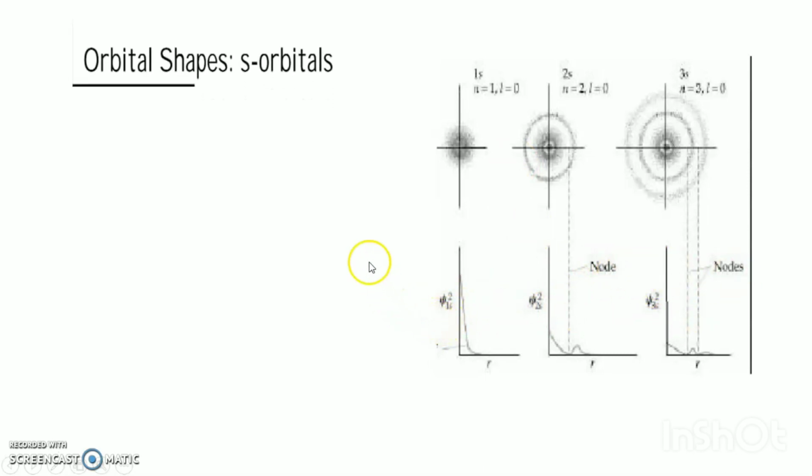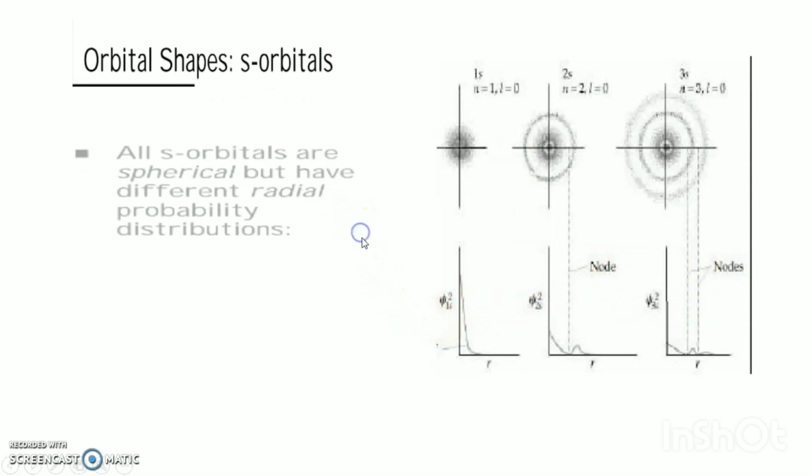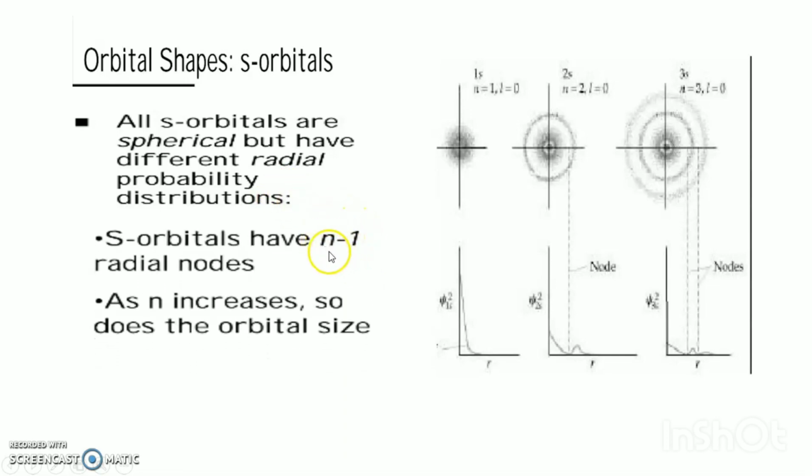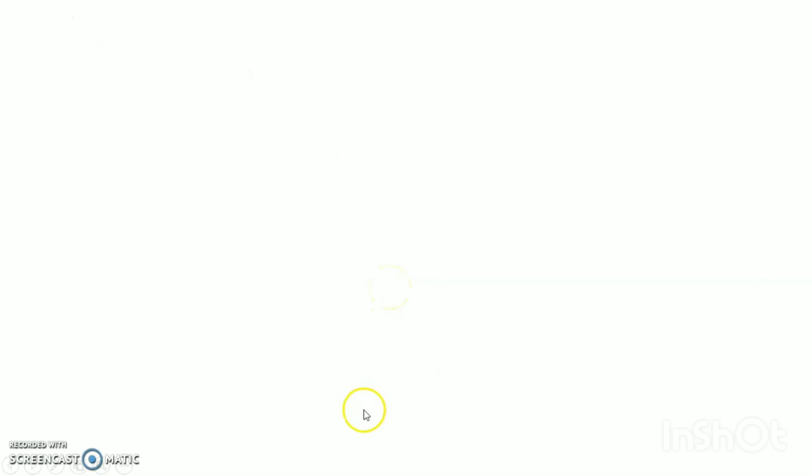So friends, orbital shapes: s orbitals. All s orbitals are spherical but have different radial probability distributions. S orbitals have n-1 radial nodes. As n increases, so does the orbital size.